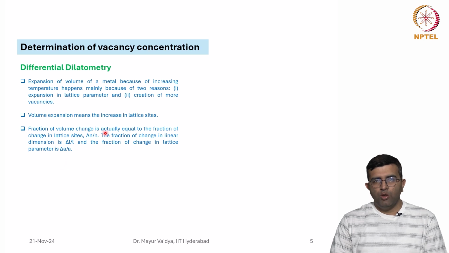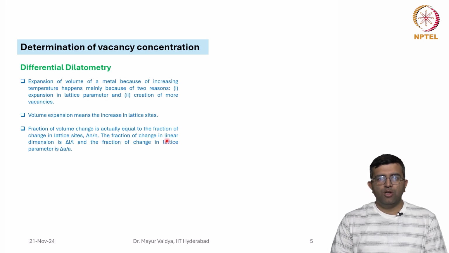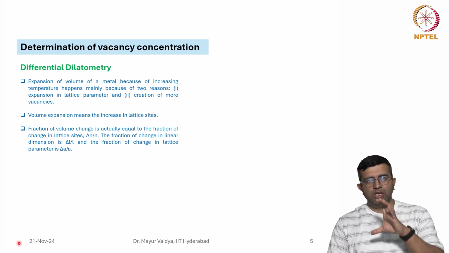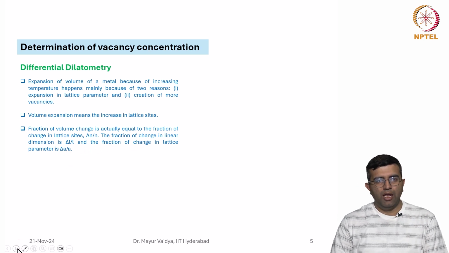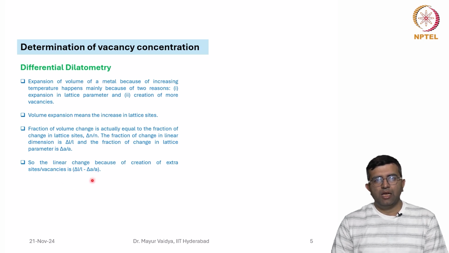So, the fraction of volume change is actually equal to the fraction of change in lattice sites, that is delta n by n. Now, the fraction of change in linear dimension is delta L by L, and the fraction of change in the lattice parameter is delta a by a. So, there is a lattice parameter changing and there is an overall delta L by L that is happening. So, the linear change because of the creation of the sites and the vacancies is delta L by L minus delta a by a.